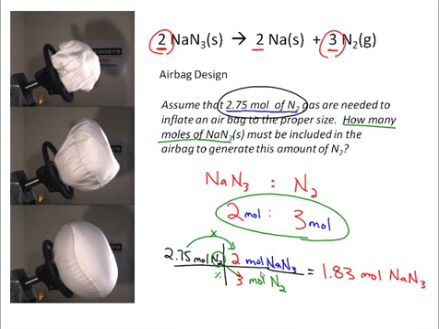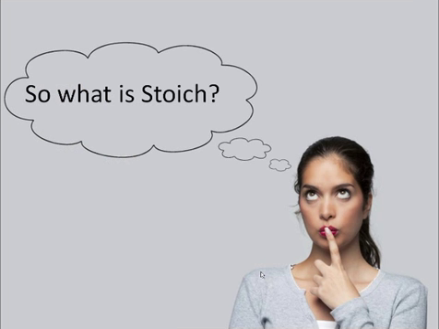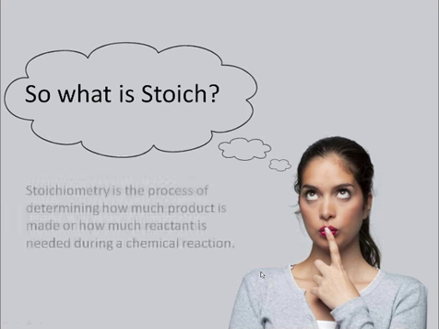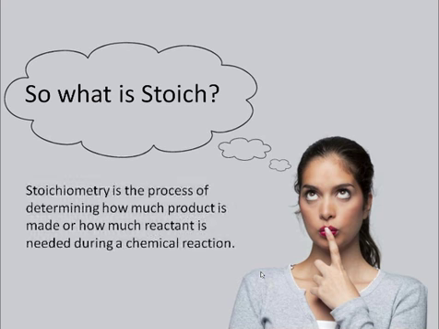So if you were at work and they asked you to design this new airbag, you'd know exactly how much to put in there. But what is stoich? What is this whole idea of stoichiometry, what we're doing? Stoichiometry is the process of determining how much product is made or how much reactant is needed during a chemical reaction. This is when we can finally start asking you, in a chemical reaction, how much is either going to be made or how much is going to be needed.